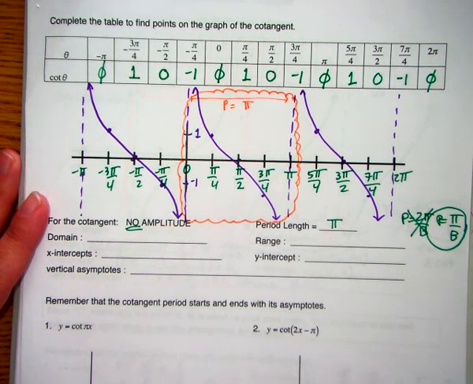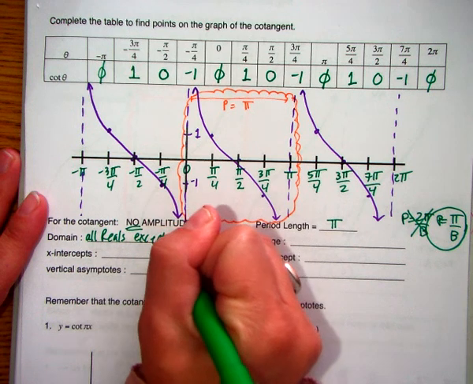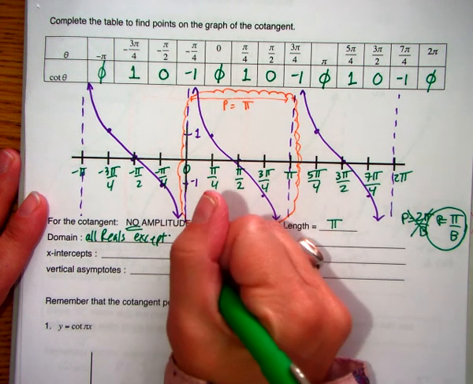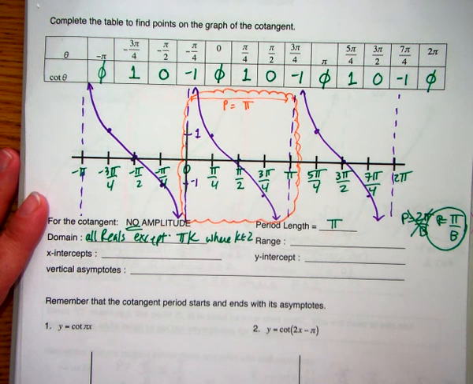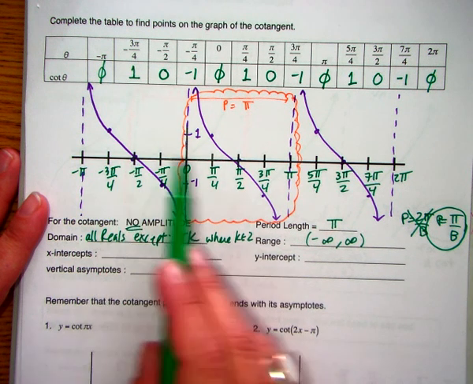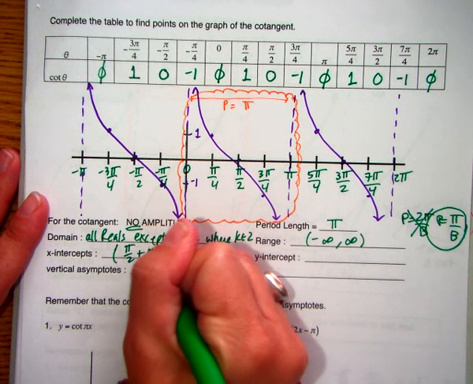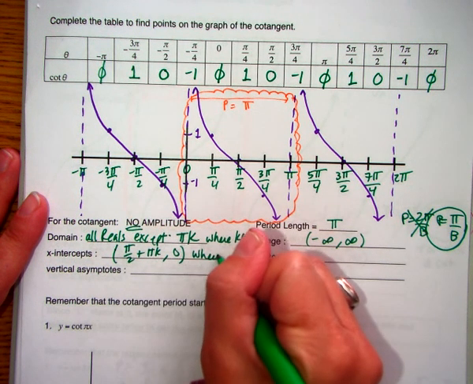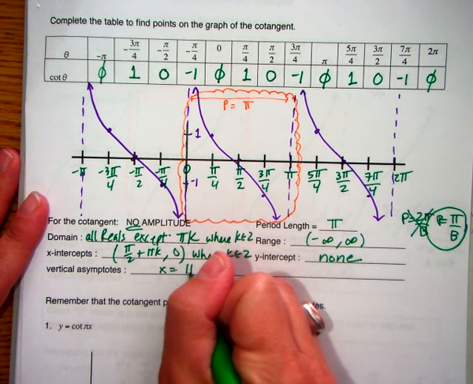Domain. All reals, except where those asymptotes are. In this case, they're at 0, pi, 2 pi. So we'll call that pi k, where k is an integer. Range, all reals. X-intercepts here at my negative pi over 2, 3 pi over 2. So that's where we called it pi over 2 plus pi k. Y-intercept, nada, nada, limonada. We don't have one. We've got an asymptote there. And the vertical asymptotes. In this case, they're all at those pi k's.